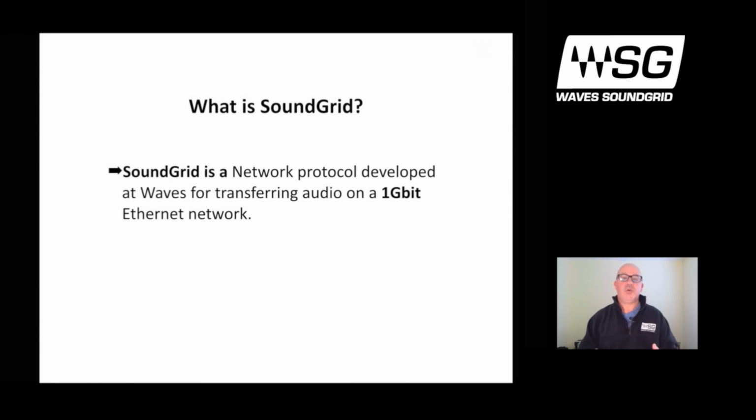First things first, what is Waves SoundGrid? Here's the elevator pitch. SoundGrid is a network protocol developed at Waves for transferring audio on a 1 gigabit Ethernet network. Now, first things first, transferring audio. That means that we're moving audio from A to B, C, D, E, and F, etc., all across a 1 gigabit Ethernet network, which means a switch that you've seen in your local office shop and electronics shop over standard Ethernet cables.